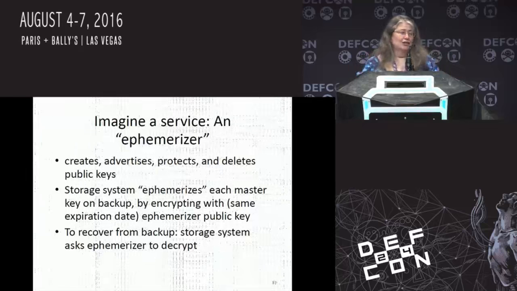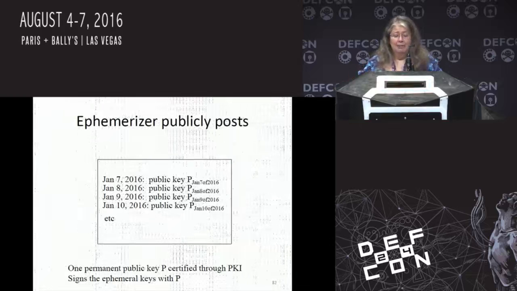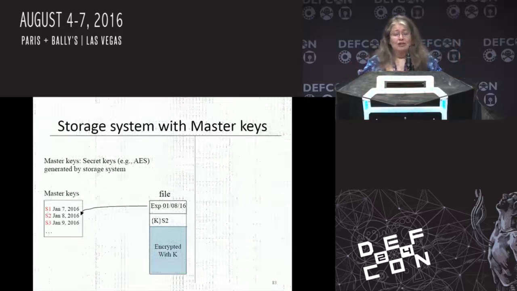So imagine a service, and I call it an ephemerizer because it makes things ephemeral, a word that I made up. An ephemerizer will advertise public keys with expiration dates, and it'll throw away the private keys when it expires, and until it expires, it will decrypt things for you. So the ephemerizer publicly posts these 10,000 keys and the expiration dates with them. The storage system is not going to talk to ephemerizers unless you lose that database of master keys. That's the only time you'll talk to it.